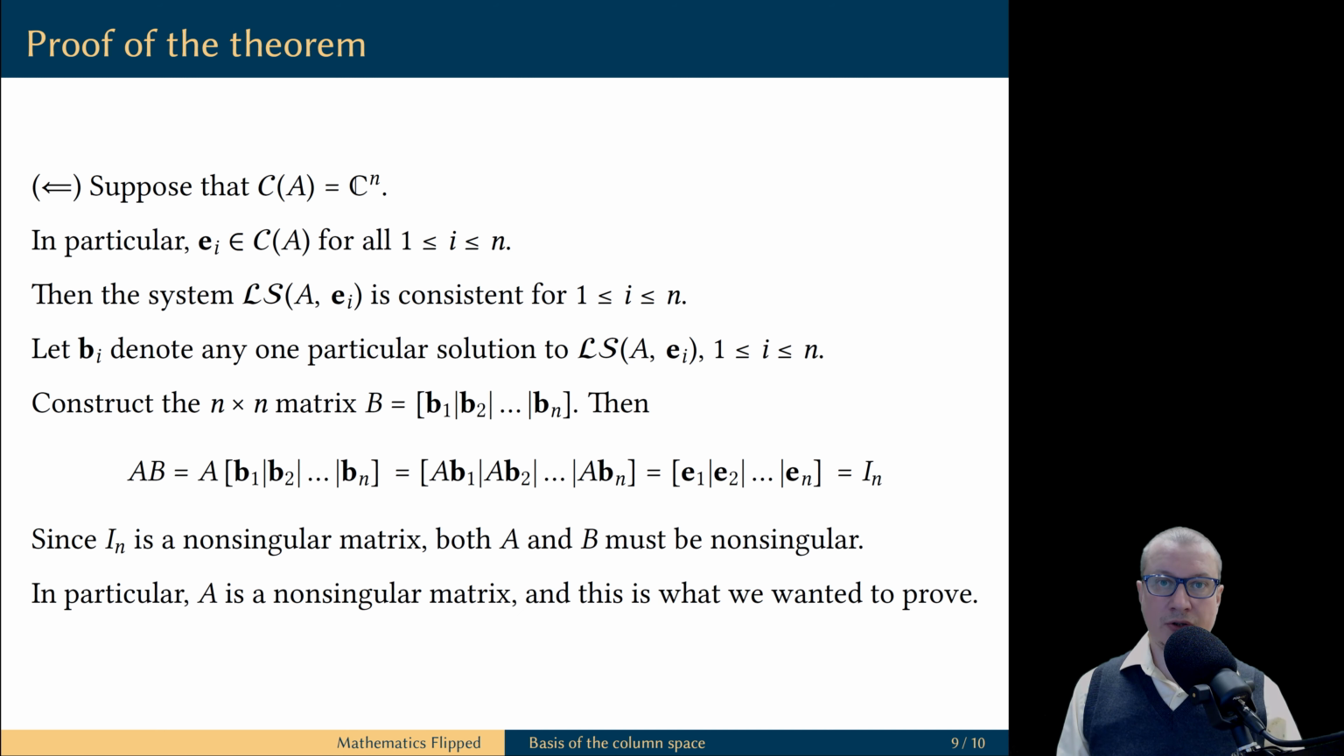Identity matrix is a non-singular matrix, therefore the product of two matrices A and B is a non-singular matrix, and we already proved that the product matrix is non-singular if and only if both terms in the product are non-singular. Therefore, both matrices A and B must be non-singular, and in particular, the matrix A is non-singular. This is exactly what we were trying to prove.